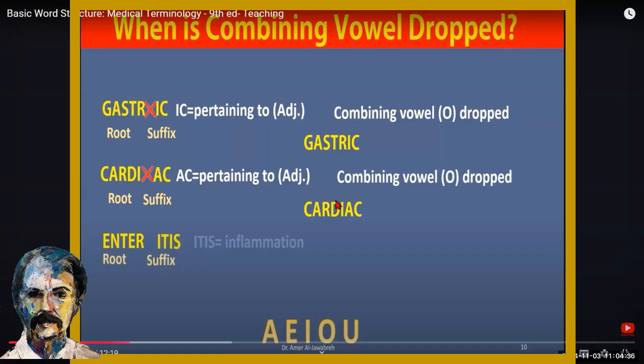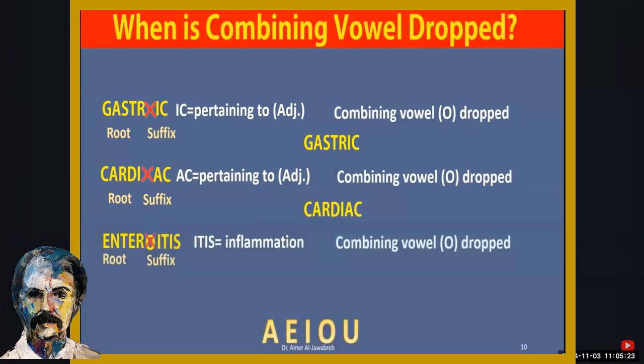Then here we have itis. And according to the general rule, we should have an O. So it becomes enteroitis, enteroitis. Again, it becomes difficult and your mouth is twisted when you say this. Therefore, we don't need the O. Instead of enteroitis, we say enteritis, enteritis. Or the Americans might say enteritis, whichever you like. So we don't need an O.